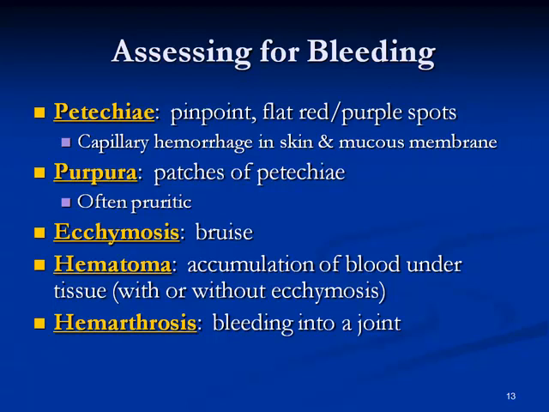Hematoma is accumulation of blood under the tissue. And when you're caring for patients who might have a hematoma, it's important to remember that they may or may not have ecchymosis. So you could have blood accumulation under the tissue and not see anything on the surface. So how do you tell if somebody has a hematoma? Palpate. Palpation is the way to tell, and it'll feel firm. And then hemarthrosis is bleeding into a joint.